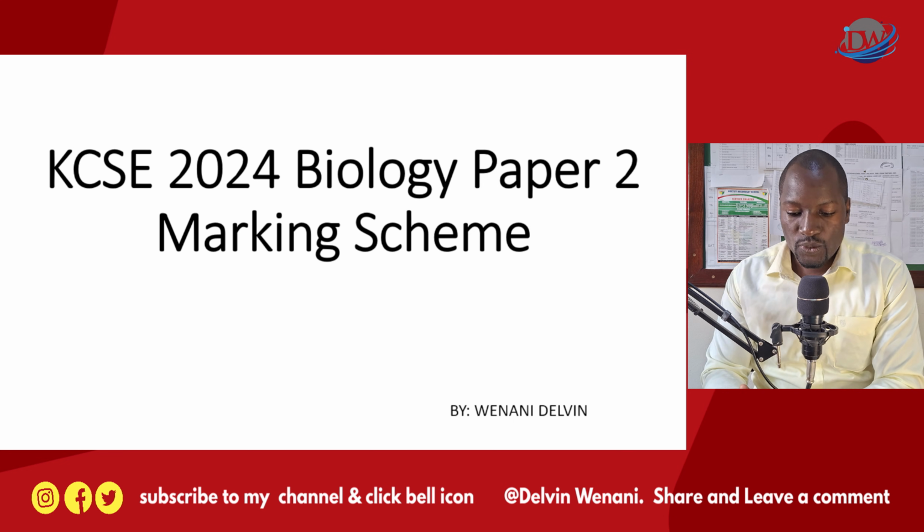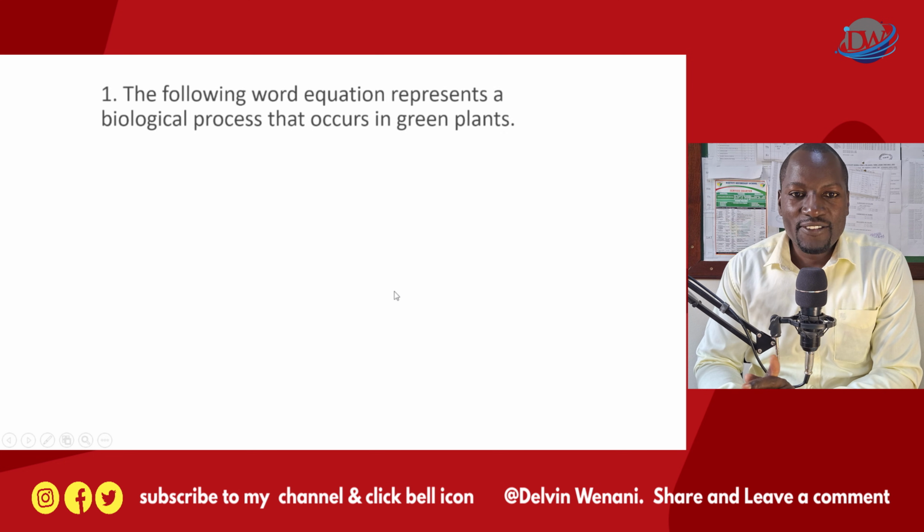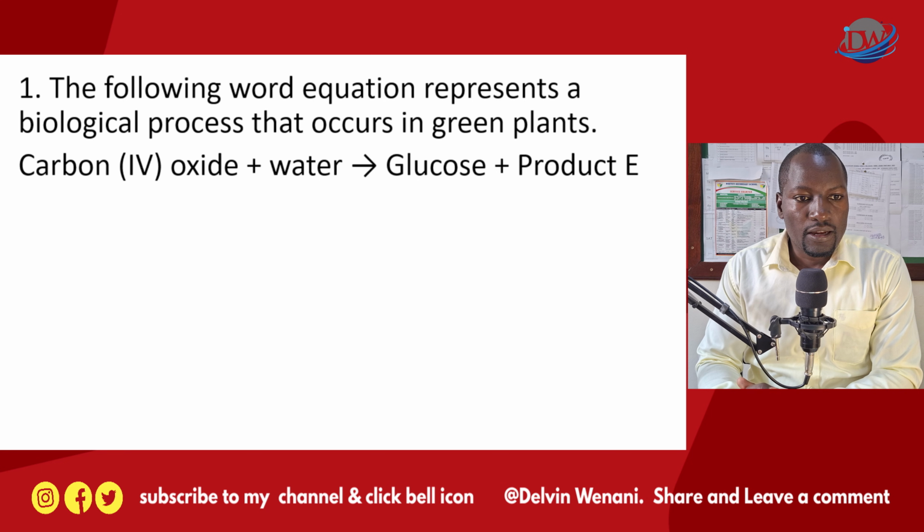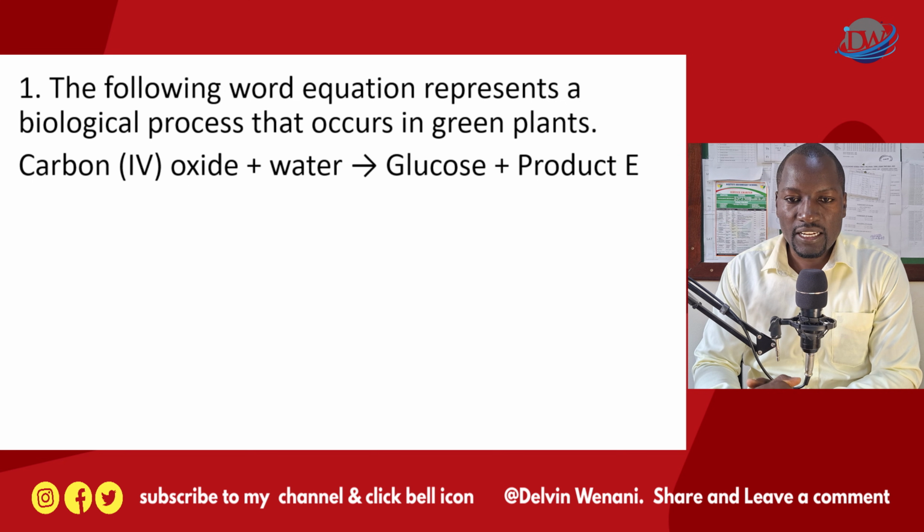Now, in 2024 paper 2, the first question was: the following word equation represents a biological process that occurs in green plants. So let us look at this process. Carbon 4 oxide plus water, and we get glucose plus product named E.